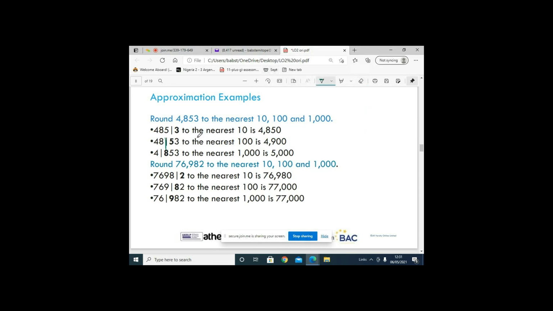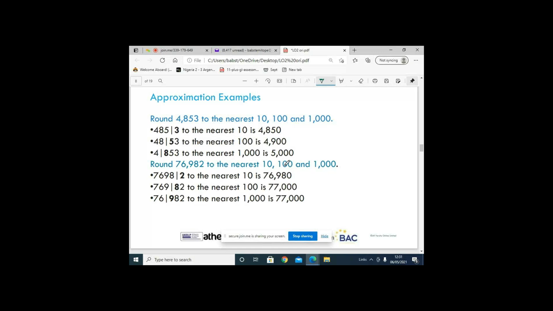So the nearest 1,000 too. If you see this one, it's going to be what? 5,000. Yes, going to 5,000. So you are rounding this one directly. You will see the same thing applicable to the next example too.